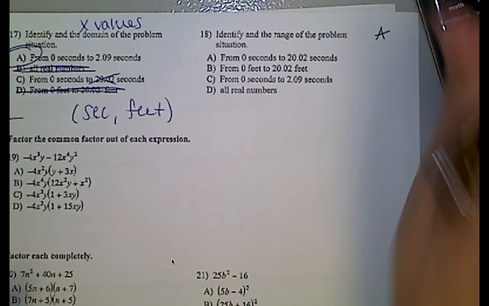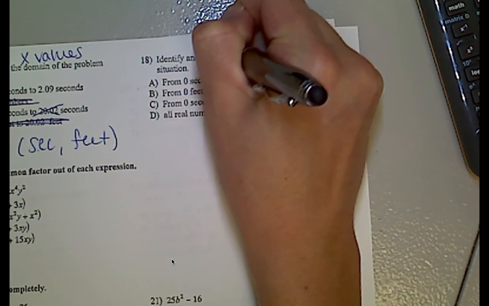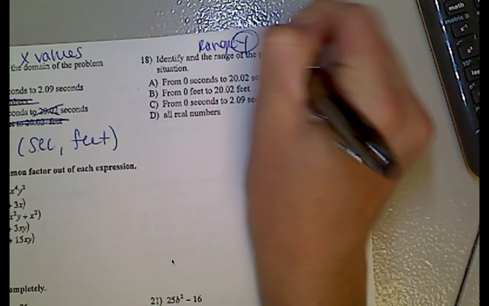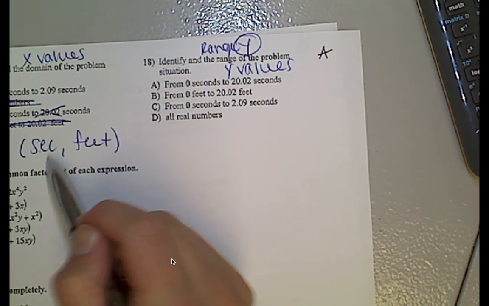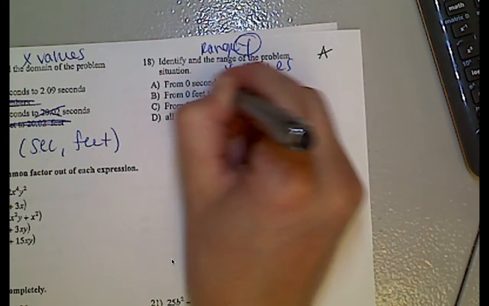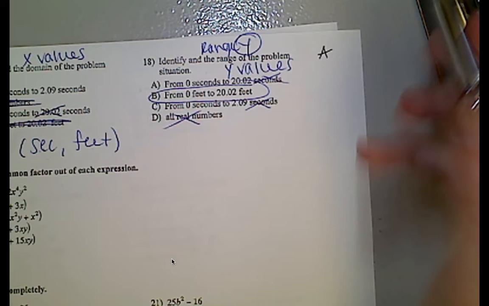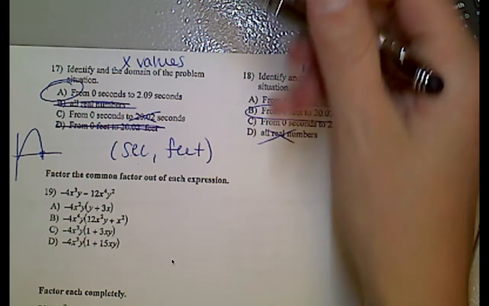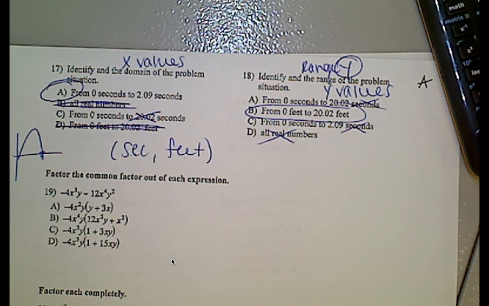Okay? Same thing. Now this time we're talking about range. So we're talking about our Y values now. So we know that seconds is X and feet is Y values, and the only one that has feet in it is B. Not this one, not this one. And we know it's not all real numbers because that baseball is not going to go all the way to outer space, and it's not going to go to the center of the earth, okay? So there are heights that are not going to be included.